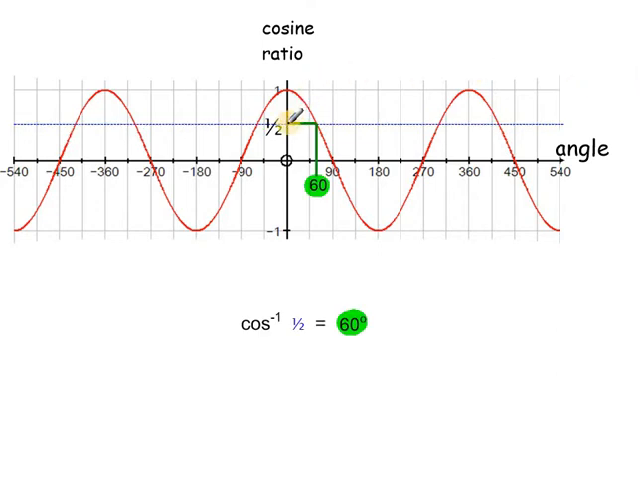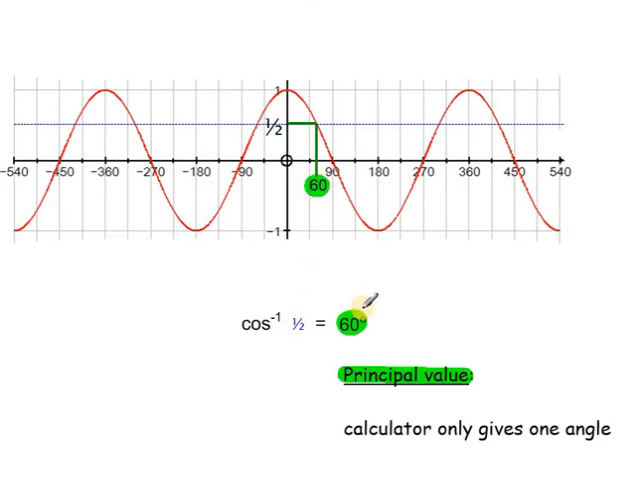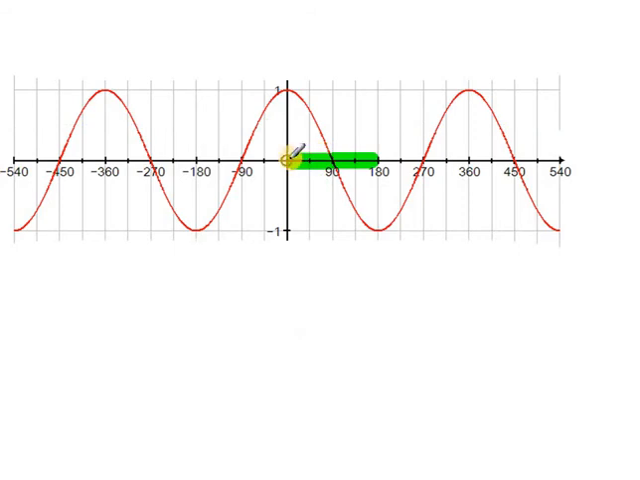So the first one is the one your calculator will give you. If you do cos inverse of a half, you get 60 degrees. It's called the principal value. It's the only angle that your calculator will give you. When you do cos inverse on your calculator, it returns an angle between 0 and 180 degrees.